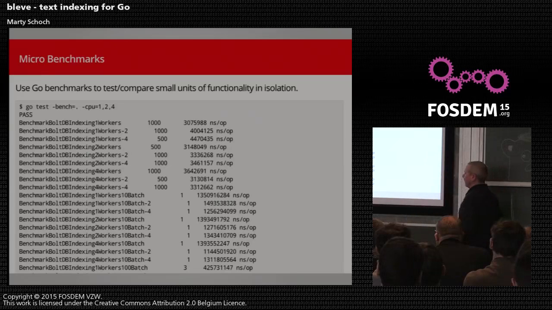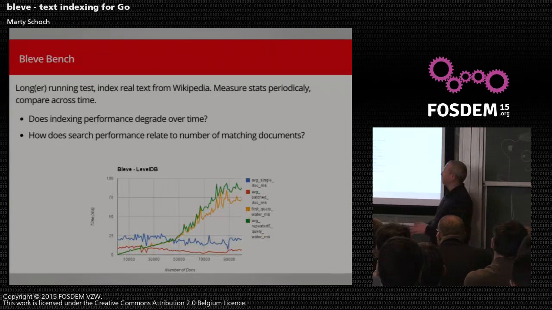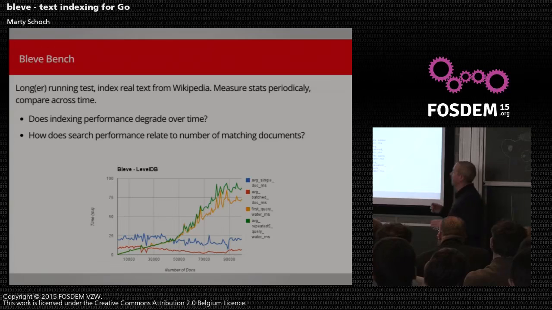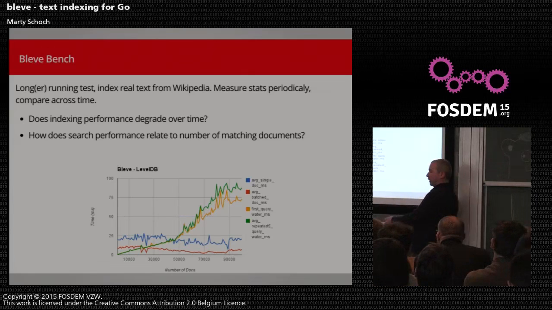But this is not always the best way to get at some of the things that we need to deal with. So we also created a utility called Bleve.bench. This is for more longer running tests, right? In this case, we actually take real data from Wikipedia. We build up an index and we insert them in different ways. So we do some individual inserts, then we do some batch inserts, then we run some queries.